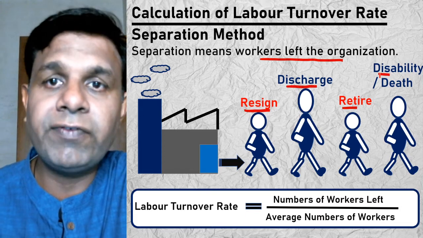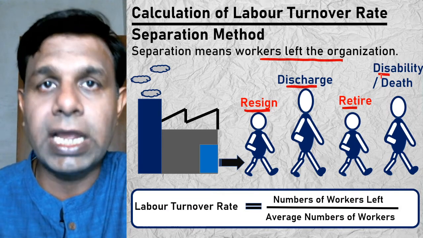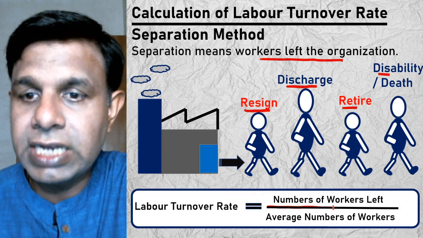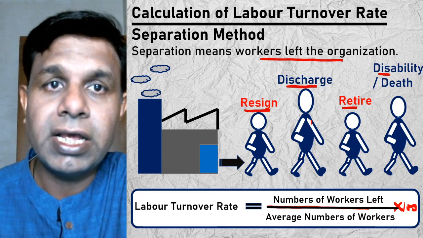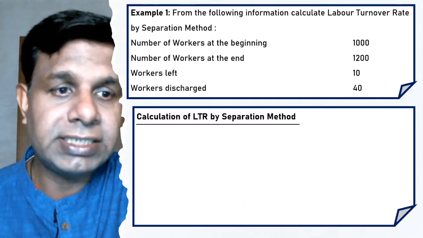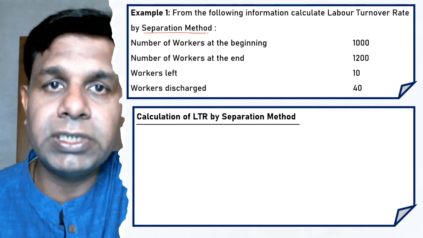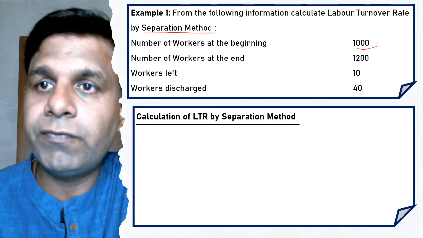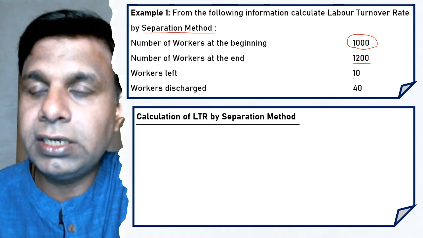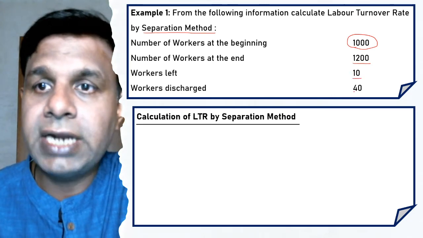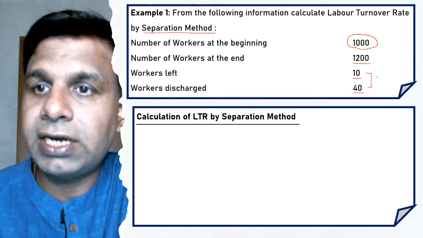By any reason, if any worker left the company or separated from the company, then labor turnover rate is calculated by using number of workers left divided by average number of workers into 100. Now to calculate labor turnover rate under separation method, let's take an example. Here from the following information, calculate labor turnover rate by separation method. Number of workers in the beginning are 1000, and at the end workers are 1200. 10 workers left the company, and the company discharged 40 workers. So number of workers left are 50.